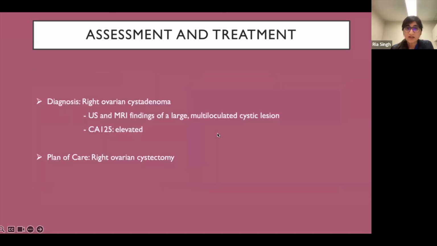So now, for the assessment and treatment, considering the patient's clinical history, her ultrasound and MRI findings of a large multiloculated cystic lesion and an elevated CA-125 level, a working diagnosis of right ovarian cystadenoma was made. Considering ovarian cystadenomas are some of the most common abdominal pelvic pathologies seen within women of reproductive age group. The plan of care was to have the patient undergo right ovarian cystectomy. So that involves taking out the very cystic lesion while preserving the right ovary.